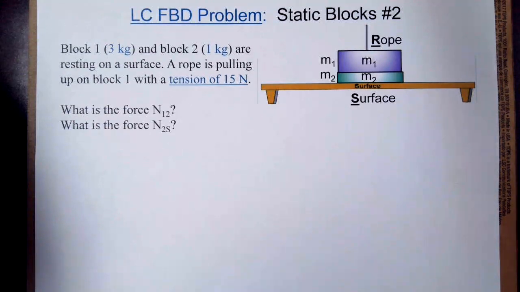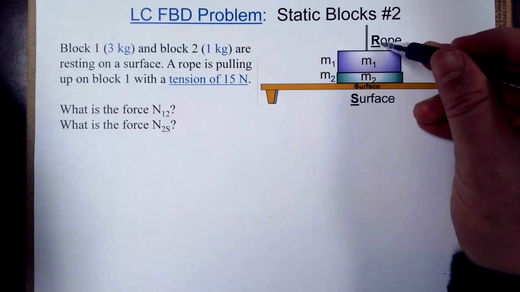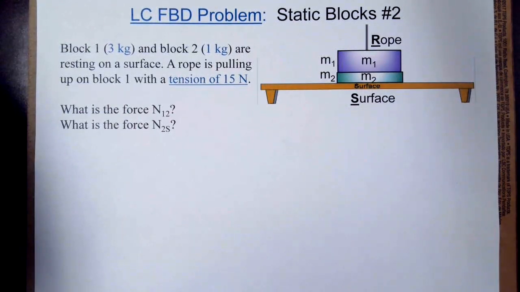So this time we have a problem where we have two blocks. We have block 1, on top of block 2, and we have a rope pulling up on block 1, and then block 2 is sitting on a surface.